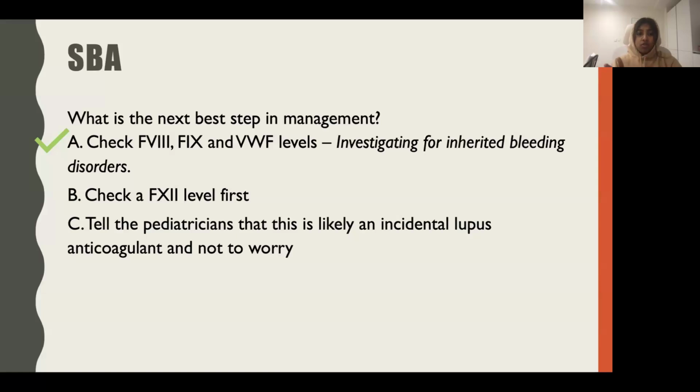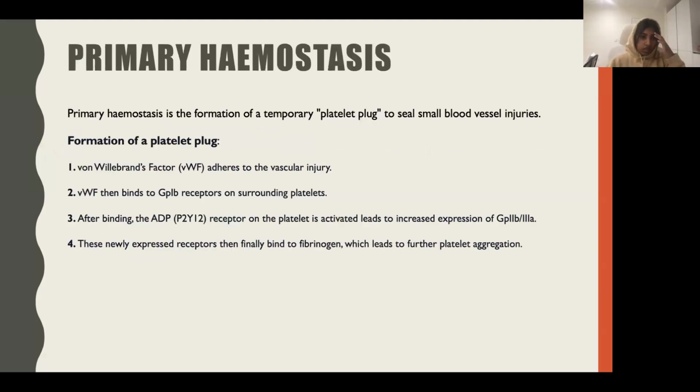Factor 12 has nothing to do with this. And tell the pediatrician that this is likely an incidental lupus anticoagulant and not to worry. Again, if the 50-50 mix fully corrects, it can't be a lupus anticoagulant because this is not an autoimmune condition. So you can rule the other two out. And we'll talk about 50-50 mixes later.